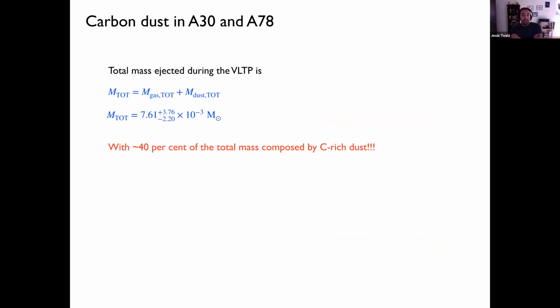Okay, now we can compute the total mass ejected during the VLTP, which is just adding the total mass of gas and the total mass of dust. And this is something like 7.7 × 10^-3 solar masses, with, again, 30% of this composed of purely carbon-rich dust.